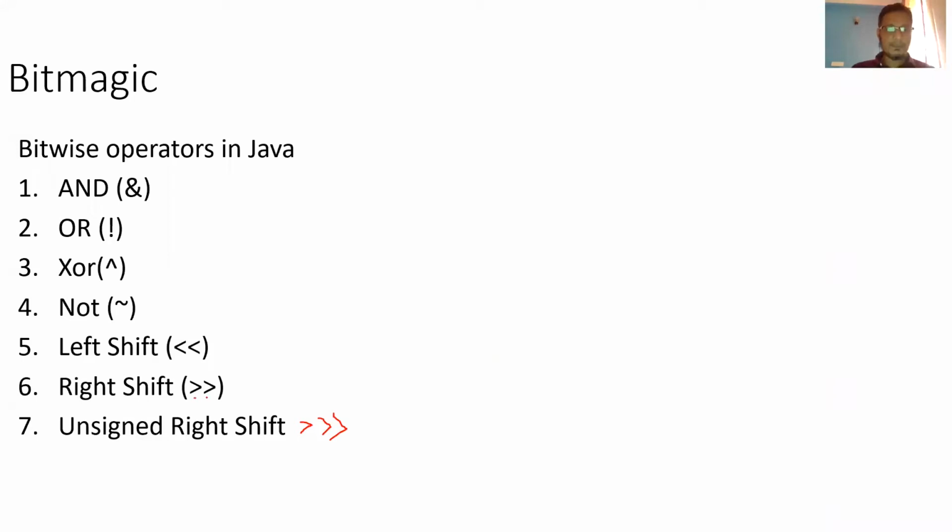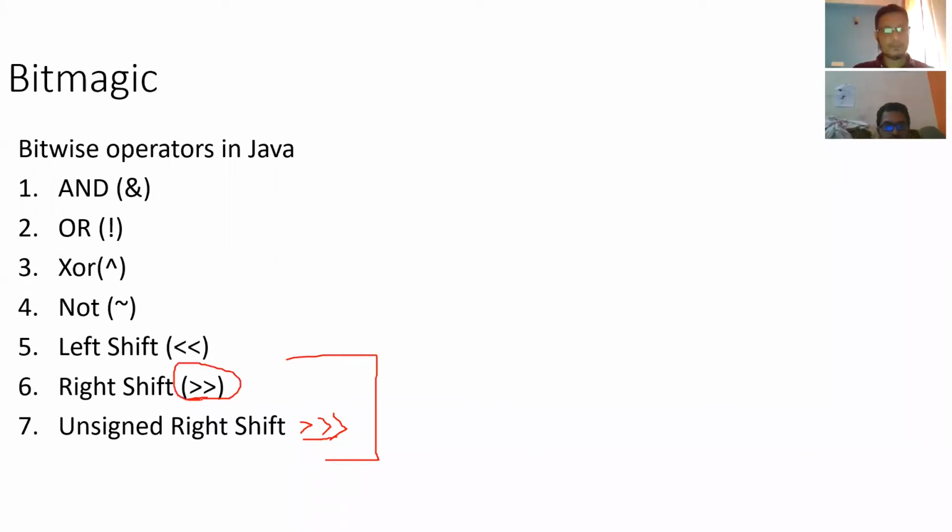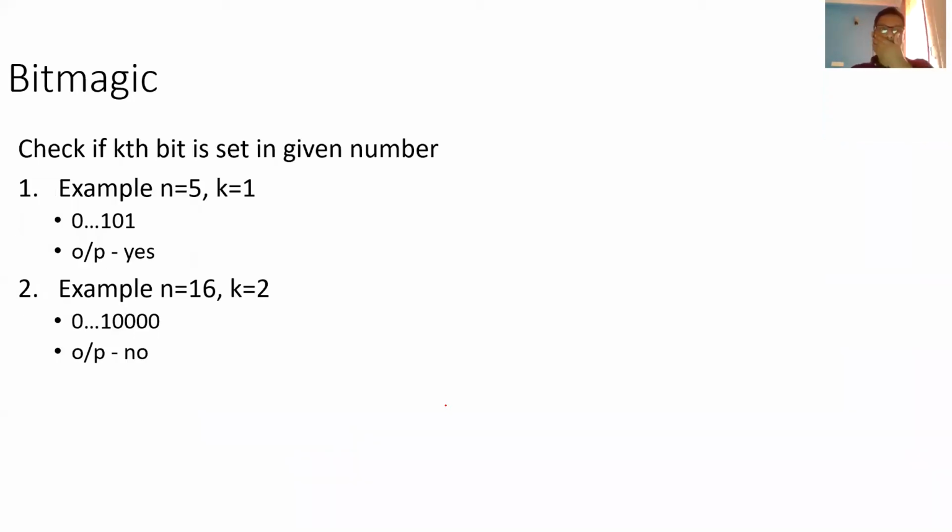Basically, it is the same. If you have a positive number, whether you use the normal right shift or the unsigned right shift, both operations are the same. But if you have negative numbers, I recommend you use this right shift instead of the unsigned right shift. Okay, let's see a few examples.